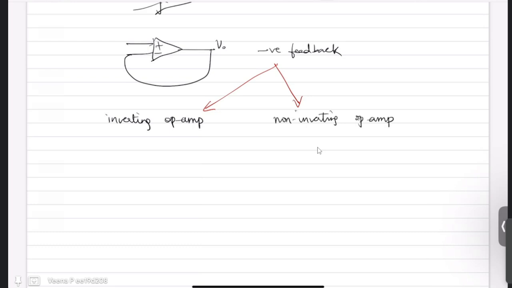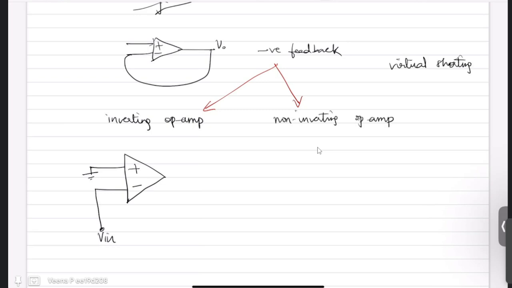So if I draw the inverting op-amp, I have non-inverting and inverting terminals. I give supply to the non-inverting terminal and the other you will ground. Now, the first and foremost rule for solving an ideal op-amp problem is called the virtual shorting.